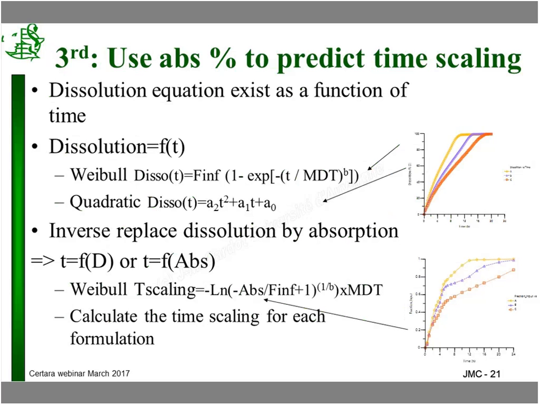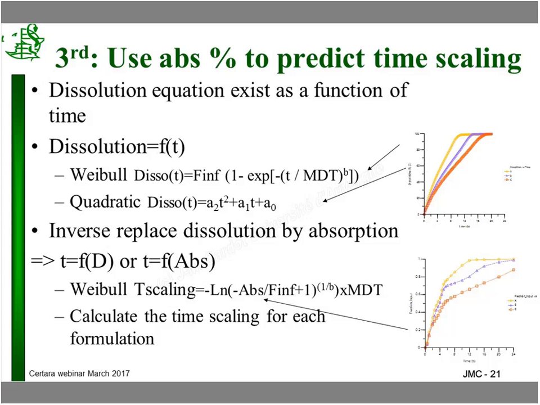For example, I can use a Weibull model. You have it on the second line here. Weibull dissolution corresponds to F infinity times 1 minus exponential of minus (t divided by MDT) to the power of B, and so on. Or I can use a quadratic one. So in this case I have my dissolution, which is going to be a function of some parameters: time, of course, but also, if I am quadratic, A2, A1, A0. If I have a Weibull function, my dissolution is going to be a function of the time, but also F infinity, MDT, and B.